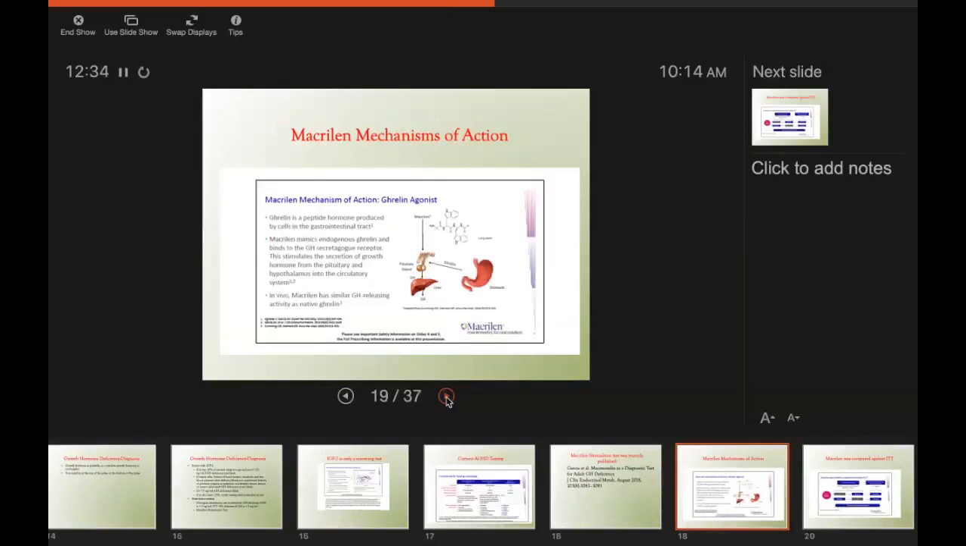So what Macrilen is, it's a ghrelin agonist. Ghrelin is a peptide hormone made by cells in the GI tract. Macrilen stimulates endogenous ghrelin. It binds to the growth hormone secretagogue receptor. You can see that on the pituitary there. It comes from the stomach. This stimulates the secretion of growth hormone from the pituitary and hypothalamus into the circulation. And in vivo, Macrilen has similar growth hormone releasing activity as native ghrelin.